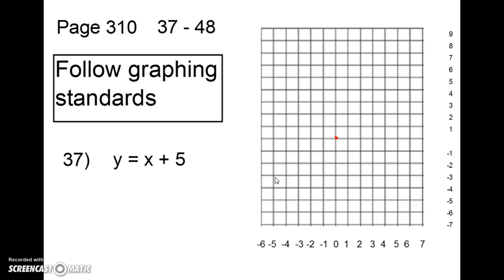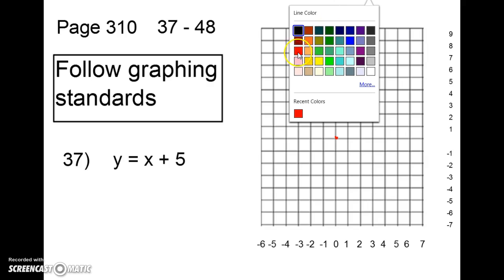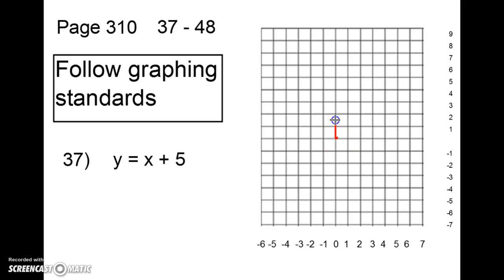Now on 37, it asks us to do some graphing, and it wants us to follow our graphing standards. For us, that means straight edges on all lines that are drawn. So I'm going to start to draw our axes lines like we would here, and I'll take us through the standards. First thing is using our straight edges. We want to get our axes drawn here, and we're going to want to label them. So this is my y-axis. Over here, this is my x-axis.